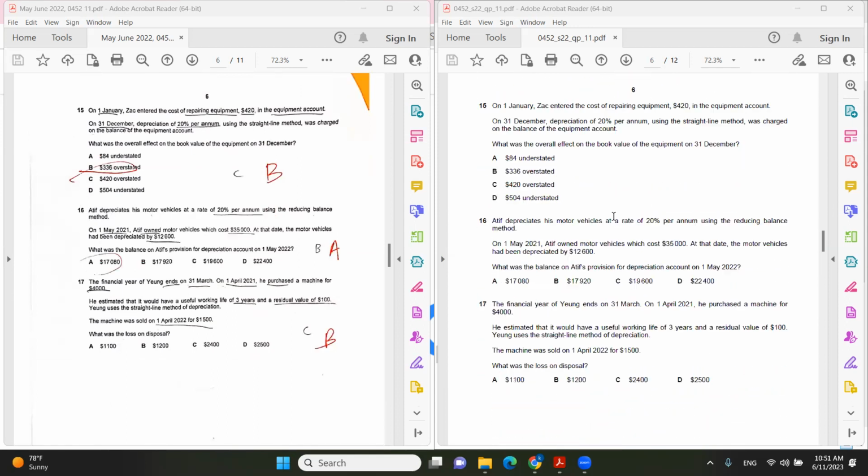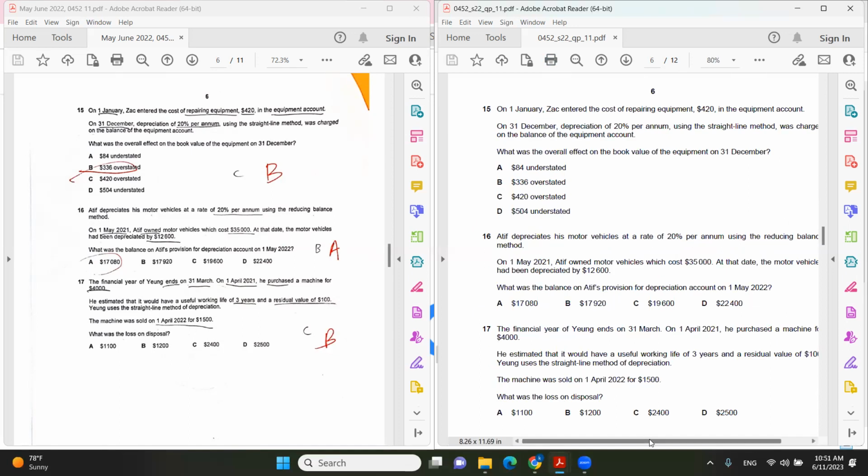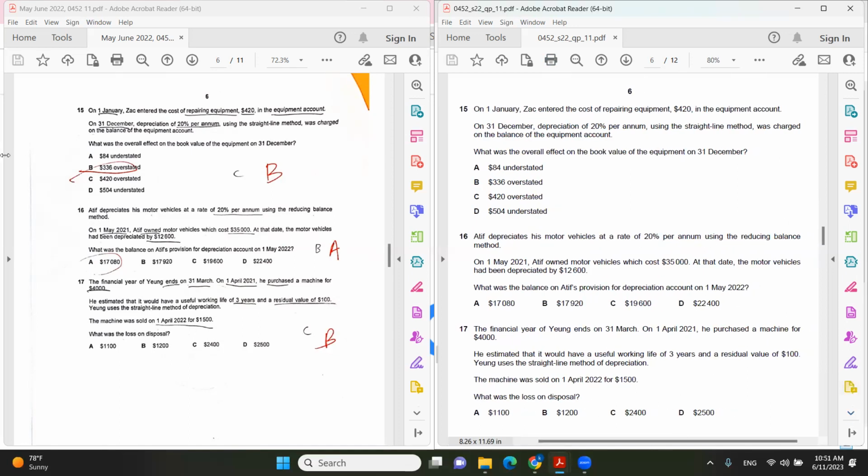Okay, question 15. On 1st January, Z entered the cost of repair, 42, into repair expenses; equipment is a non-current asset. On 31st, depreciation of 20% per annum using the straight line method was charged on the balance of the equipment. What was the overall effect on the book value of equipment?